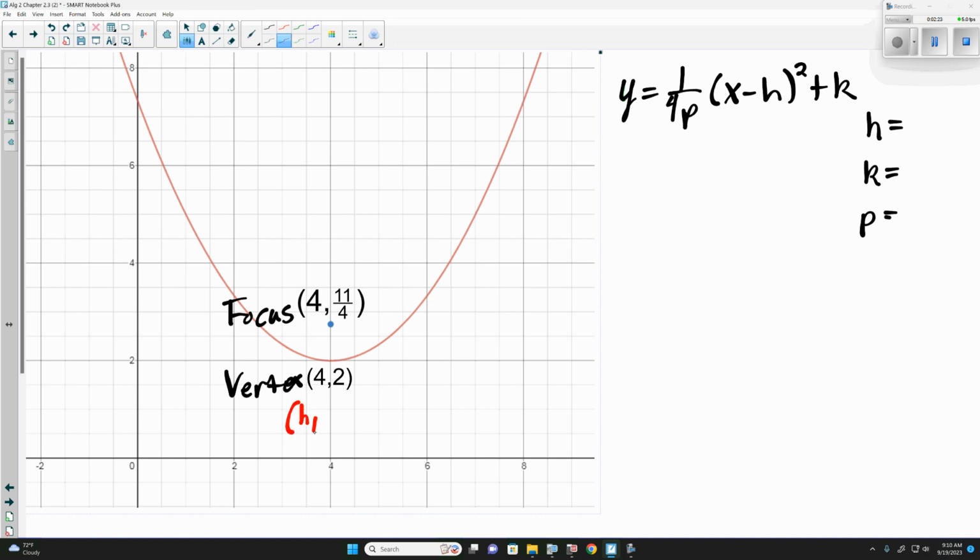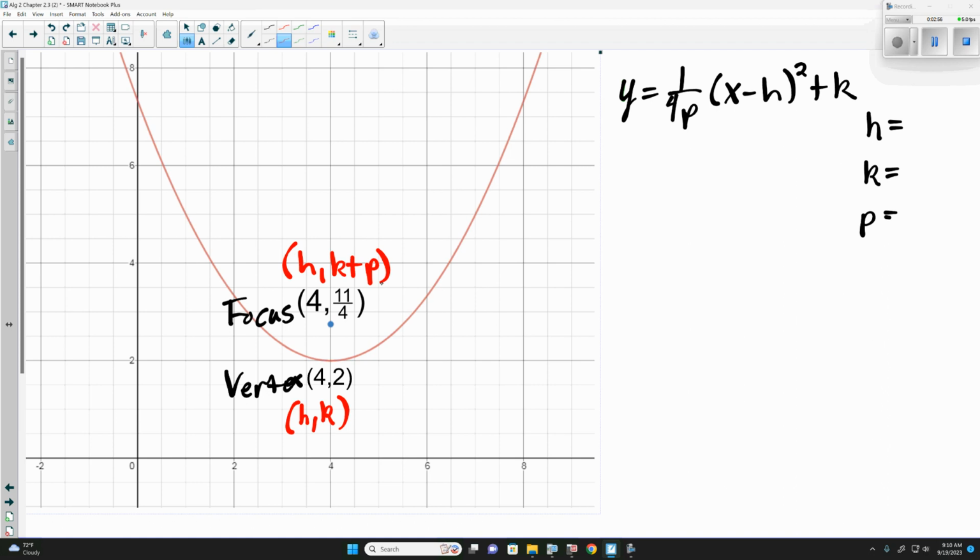Now in the general form for both of these, the vertex is the point h, comma, k. And the focus, now again, we need to go back to the general form, the equation. And if we look at the equation, y equals, then go down to the focus, our focus is the point h, comma, k plus p.